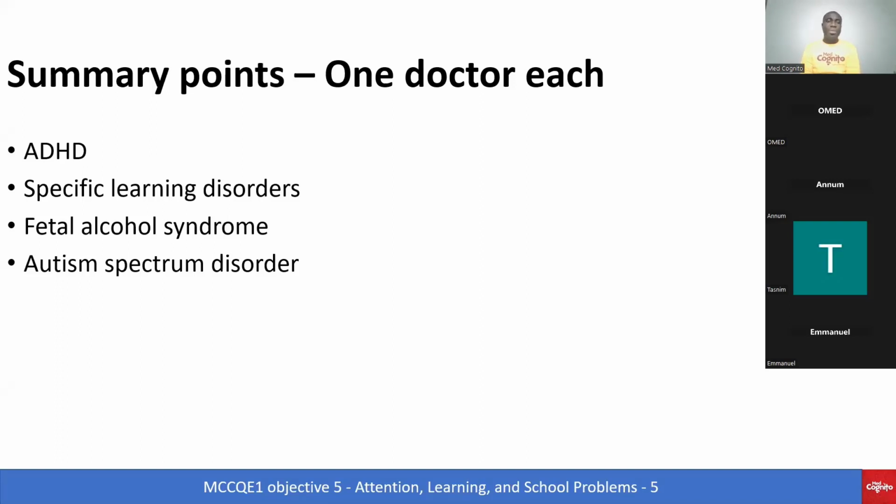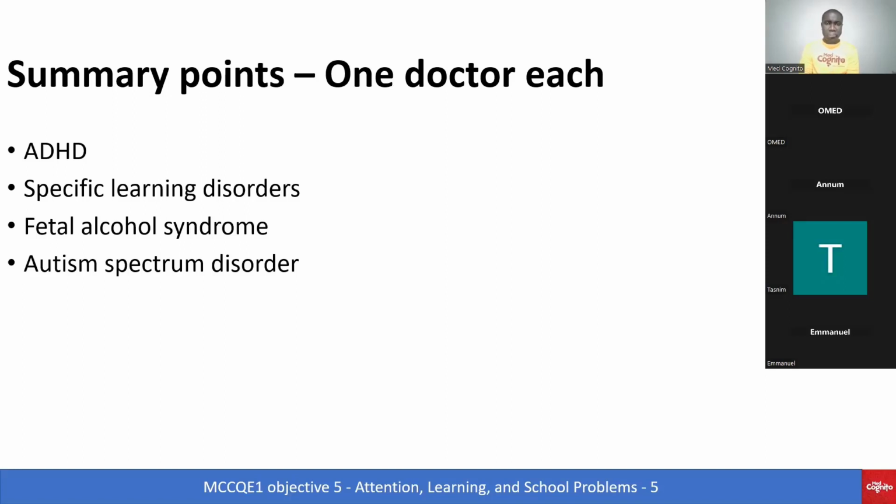Beautiful. Okay, who takes specific learning disorders? In specific learning disorders, there is dyslexia, dysgraphia, and dyscalculia. Dysgraphia is a problem with writing, dyslexia is a problem with reading, and dyscalculia is a problem with calculations. And there is also the non-language based learning disorder, called non-verbal learning disorder.